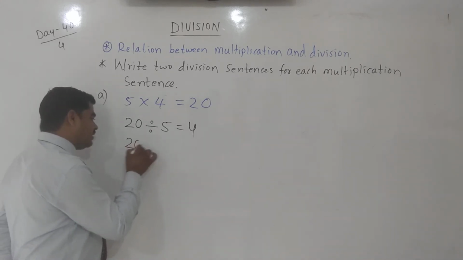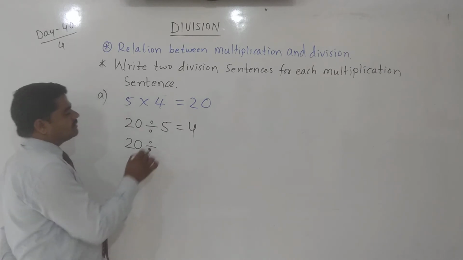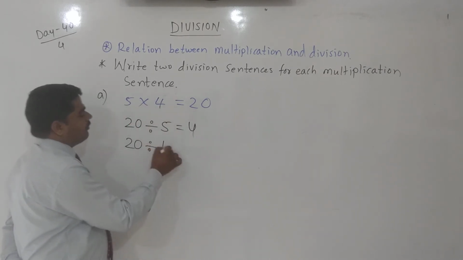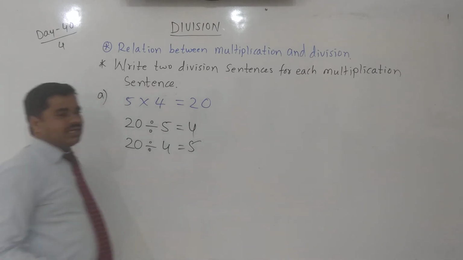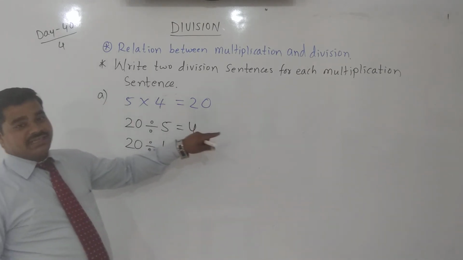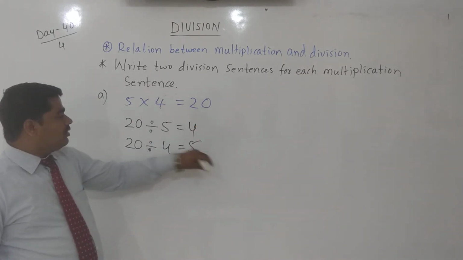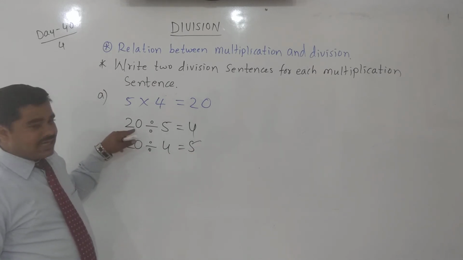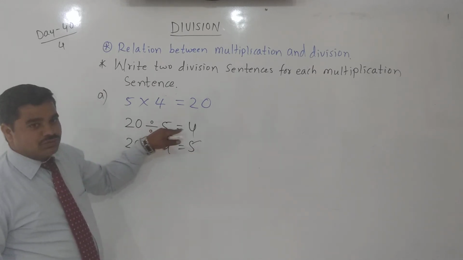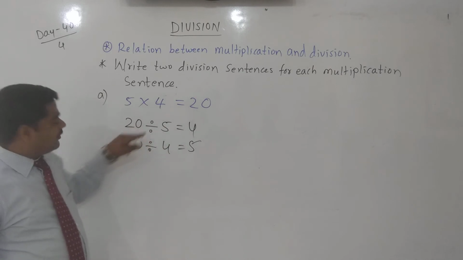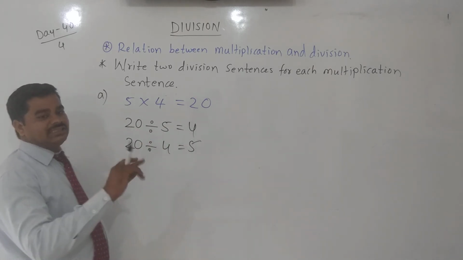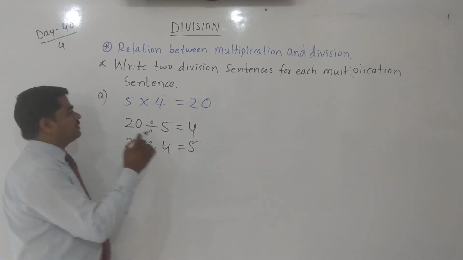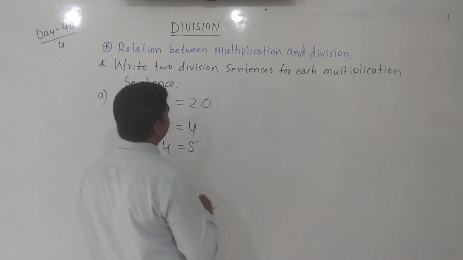Then the dividend 20 is the same. Instead of 5, we will take 4. Then the quotient will be, yes, 5. How did I tell the fact? If the remainder is 0, dividend divided by quotient is equal to divisor. Dividend divided by divisor is equal to quotient, like this. This is a division fact. So simple. And one more.